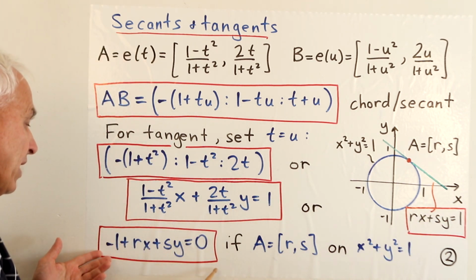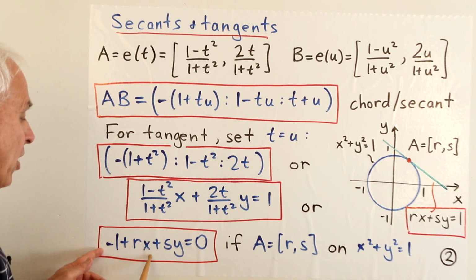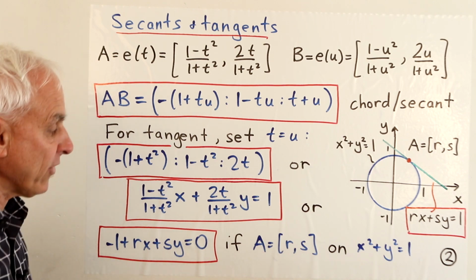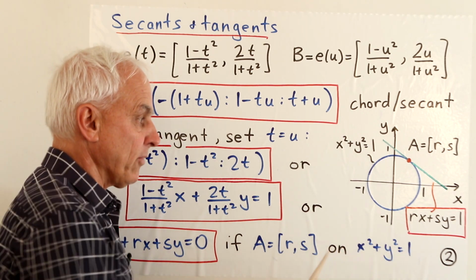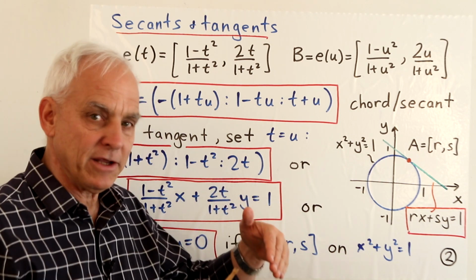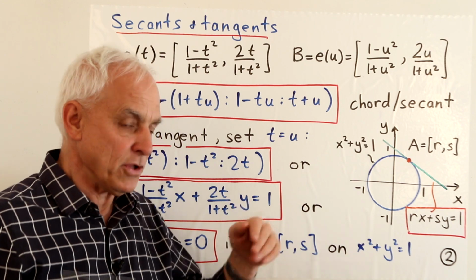Or if we wanted to write it out, everything on one side, it would be the equation minus 1 plus rx plus sy equals 0. So if A is the point (r, s) on x squared plus y squared equals 1, it's a very important formula that allows us very quickly to write down the equation of a tangent line to a point on the unit circle.